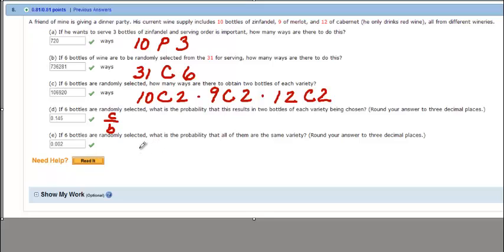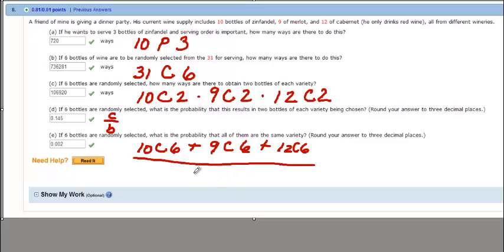So I'm going to say that it is 10 combination 6, where 10 was my major number, so it was 10 choose 6. Then it was 9 combination choose 6. And then it is 12 combination choose 6, all divided by the total number of different lists, which is the answer to B, or 31 choose 6. And that's how I arrived at that answer.